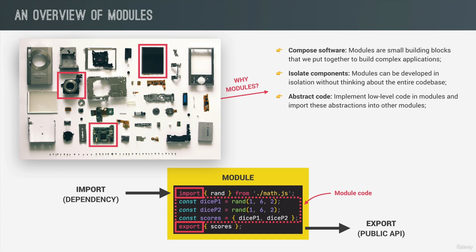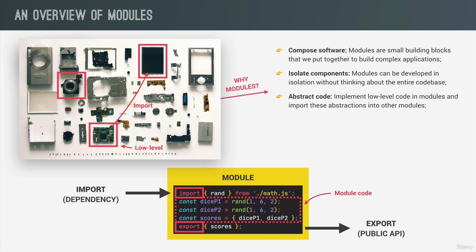Then other modules, which don't really care about these low-level details, can import these abstractions and use them. And back to our camera, the screen module, for example, does not care about the low-level implementation details of the controller module. It can simply import the controller, but without knowing how it works, and use it to control other parts of the camera. And so that's essentially the power of abstraction.